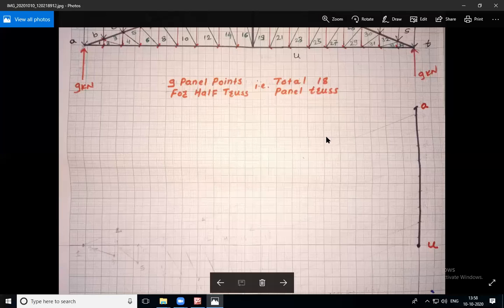Okay, from A to B there is a 0.5 kilonewton load, isn't it? We know that our first load is 0.5 kilonewton. If you are moving from A to B, there is a 0.5 kilonewton load in the downward direction. And the downward load of 0.5 kilonewton is equal to how much? 0.5 centimeter, isn't it, as per the scale?